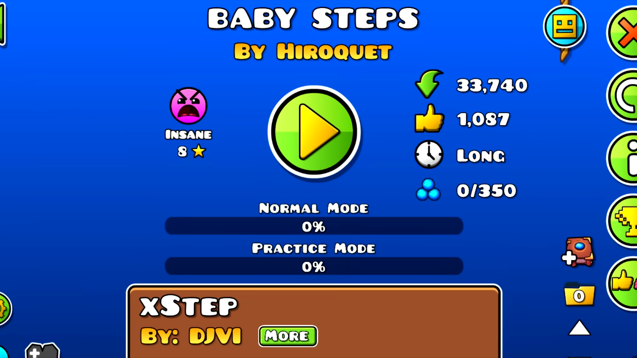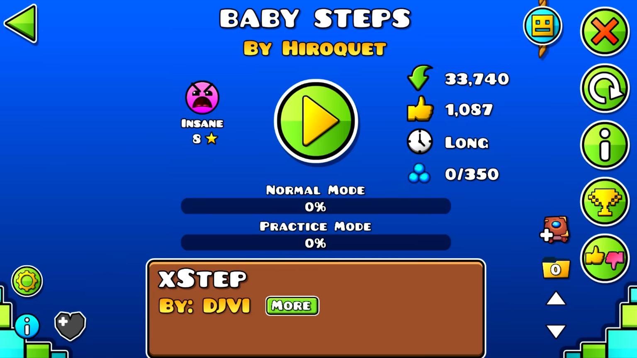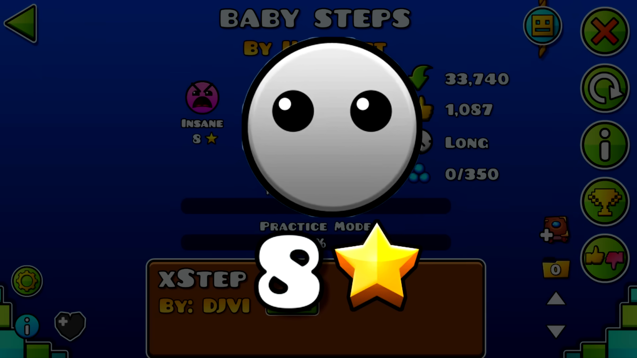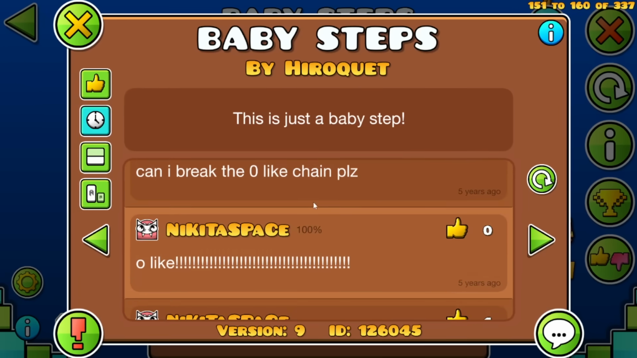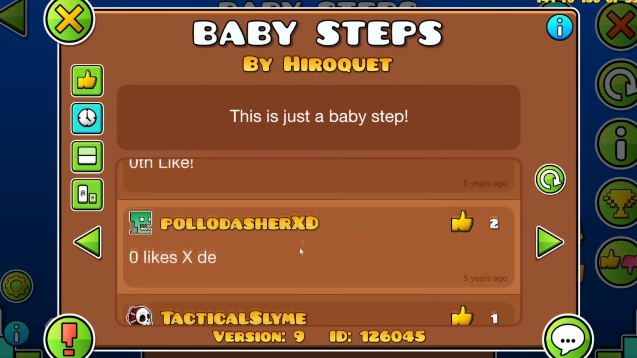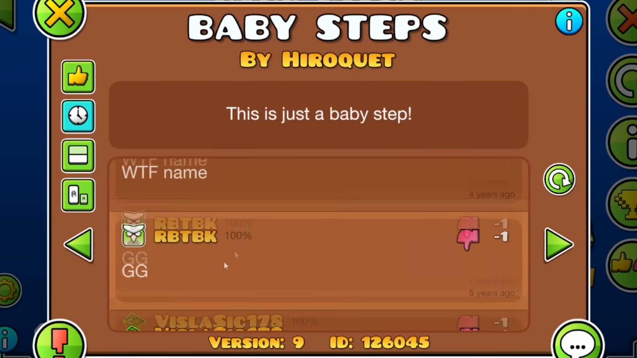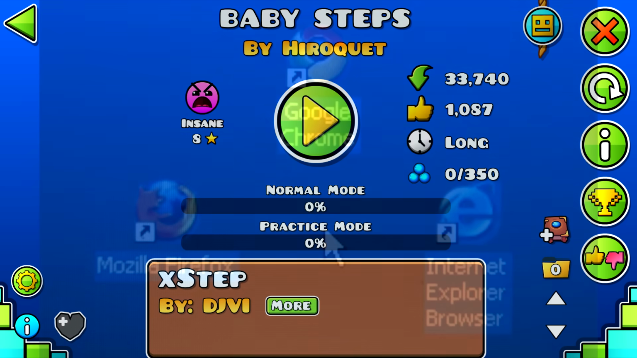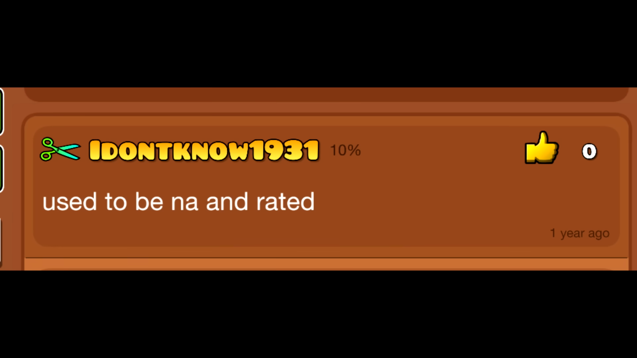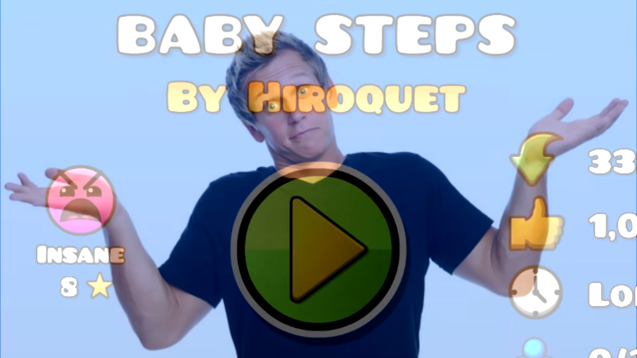But some levels used to be even more cursed. There are many rumors going around saying that Baby Steps used to be an 8 stars NA level. But I scrolled through all the comments from 3 to 6 years ago and saw no one talking about this on the level. Also, I didn't find anything about it on the internet, and only the most recent comments on the level talk about it. So this will remain a mystery forever.